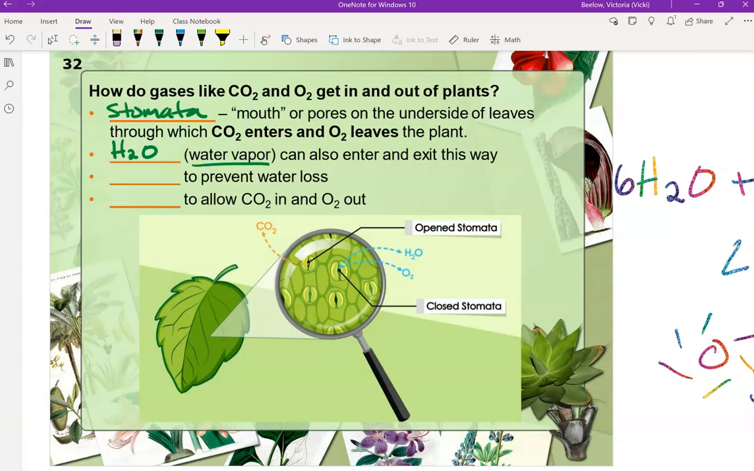And these little pores can actually open and close. Especially here in the Midwest, for example, in the summer when it is really hot out, usually those stomata will close, and that's to prevent water loss. However, we do have to open them back up to allow that carbon dioxide in and the oxygen out, because you need that carbon dioxide to do the dark reactions.